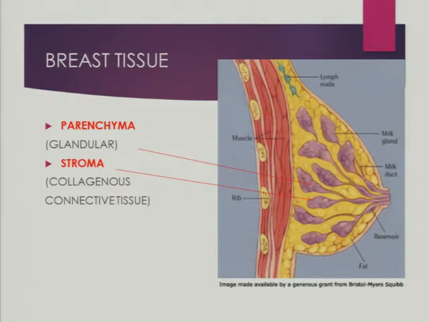Actually, the breast consists of the breast tissue and the fat. So we have the breast tissue lying in the fat. Sorry, I think I should use the mouse, yes. We have the breast parenchyma, which is actually the glands that produce the milk, and the stroma, which is the connective tissue that supports the breast.